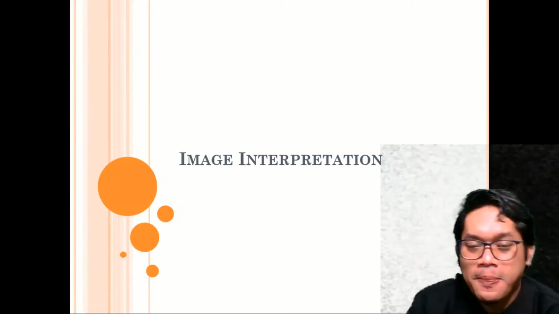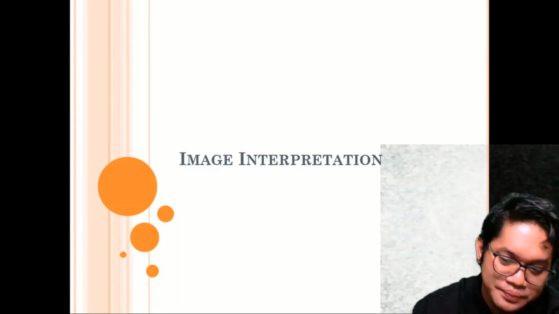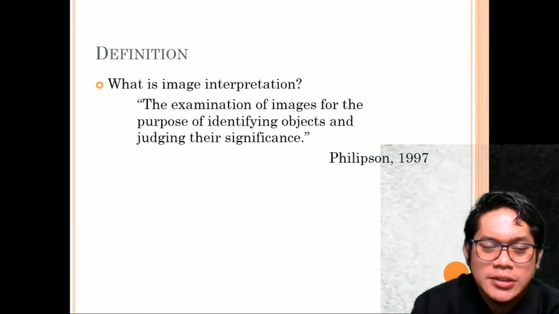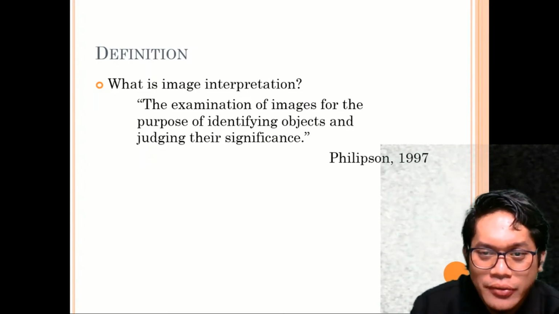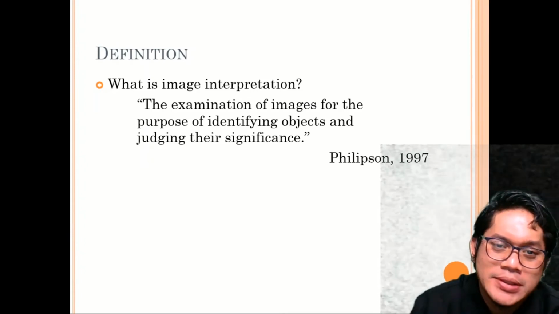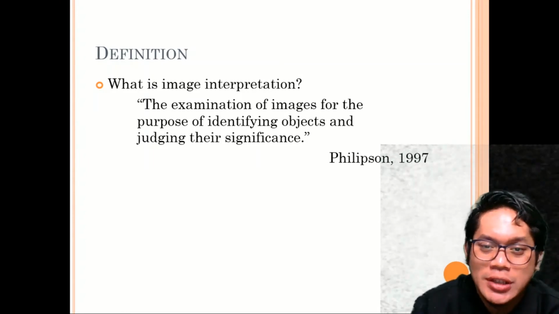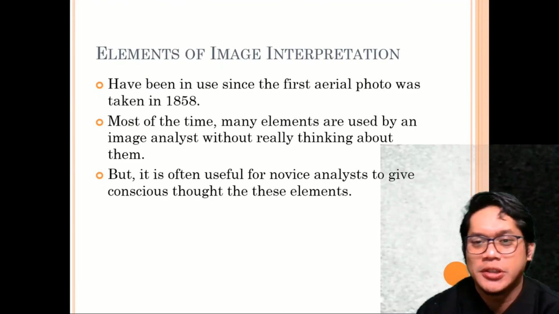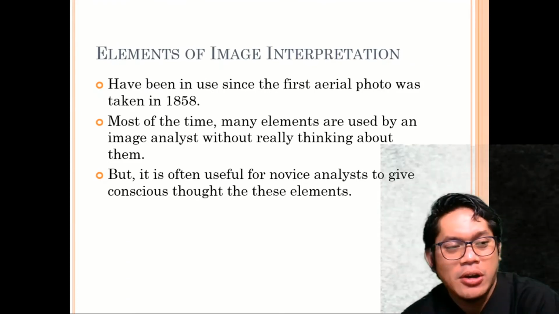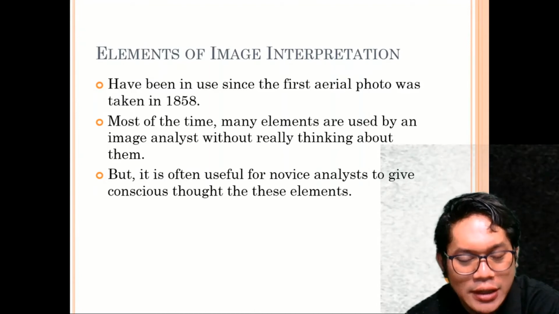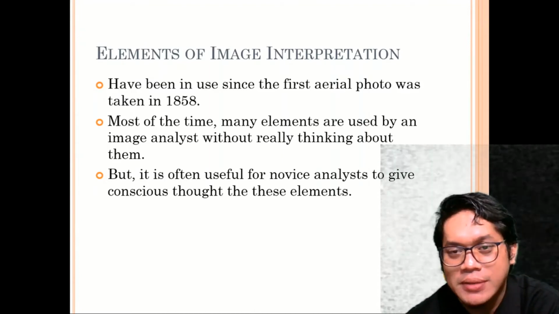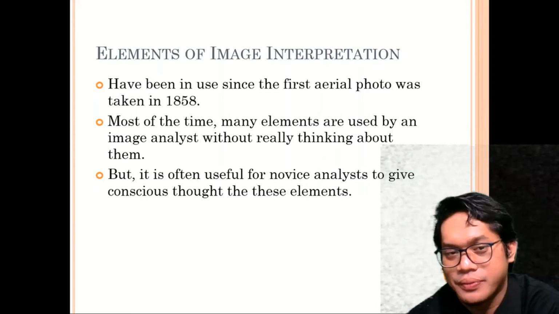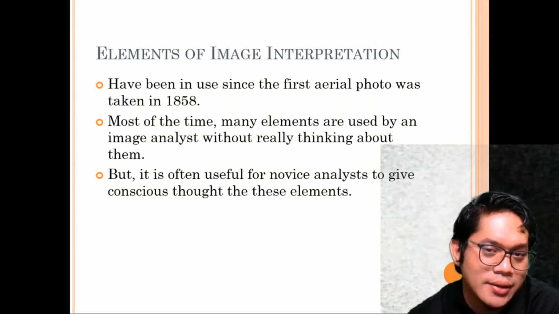And now we will look into the image interpretation. So what is basically the image interpretation? It is about the examination of the images for the purpose of identifying objects and judging their significance. Why is image interpretation very important? Because it somehow is the most basic data interpretation of the remote sensing images, because it has been used since the first aerial photo was taken in 1858.